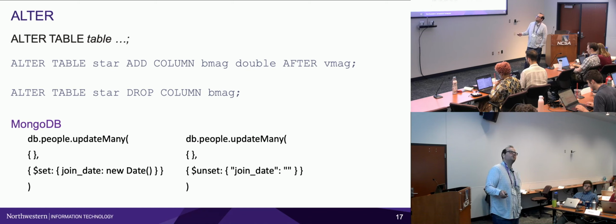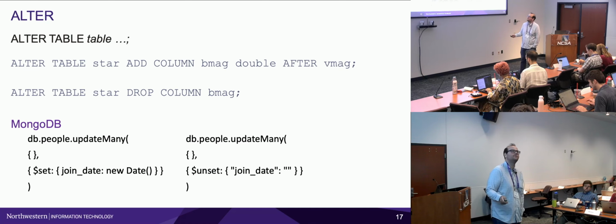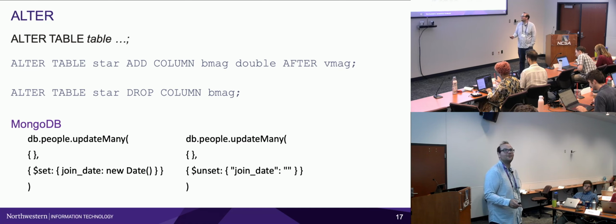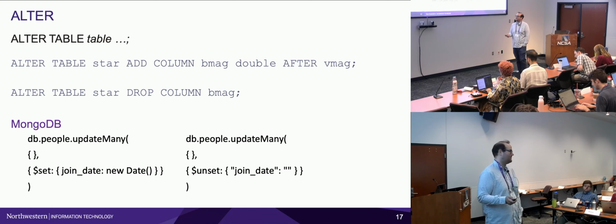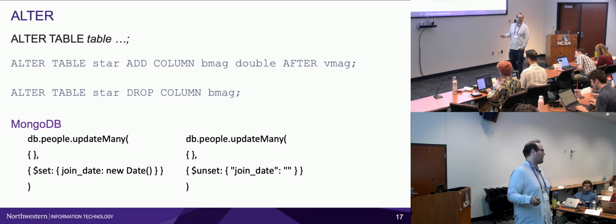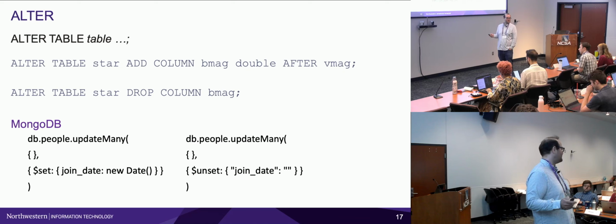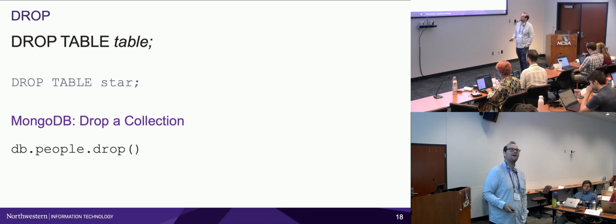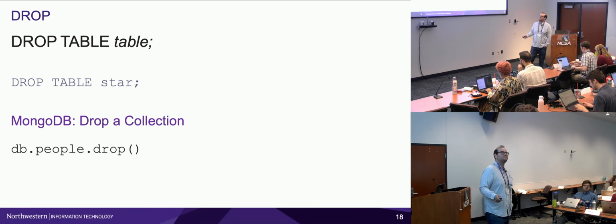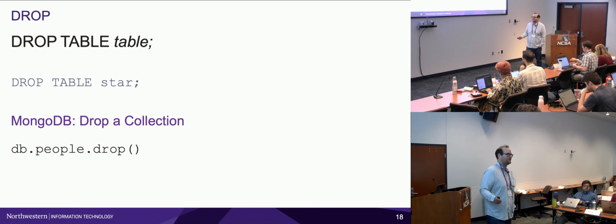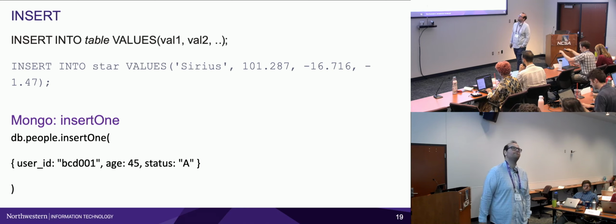This is how you would add a new key to your people's collection or database. Okay? So this is where you have to ask yourself, is this or this more complicated? I leave that up to your own discretion. Okay? Dropping a table, similarly easy. Here, I've deleted the table star. Here, I've deleted the collection people.